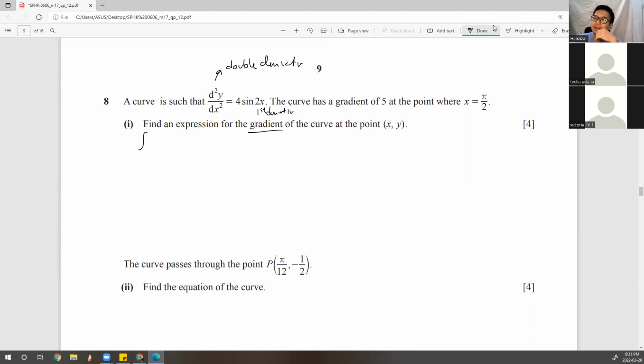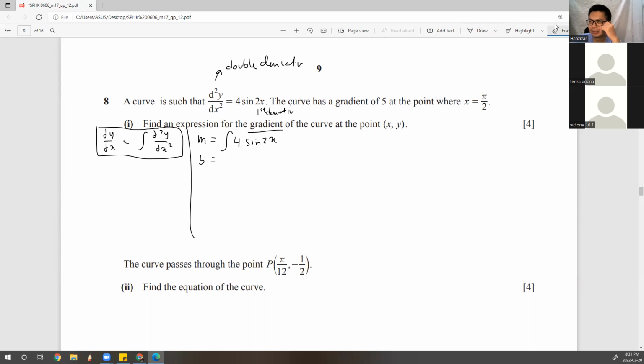Integration, right? dy dx equals the integration of d square y over dx square. So this is the basic formula. I just put it on the left side, and then the integration of 4 times sine 2x, the gradient, or the m, gradient equals 5, right? At the point where x equals pi over 2, later on. We try to integrate it first.